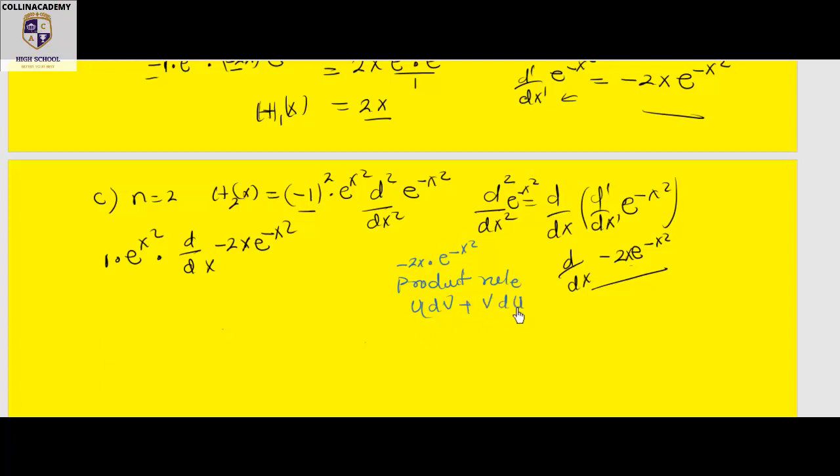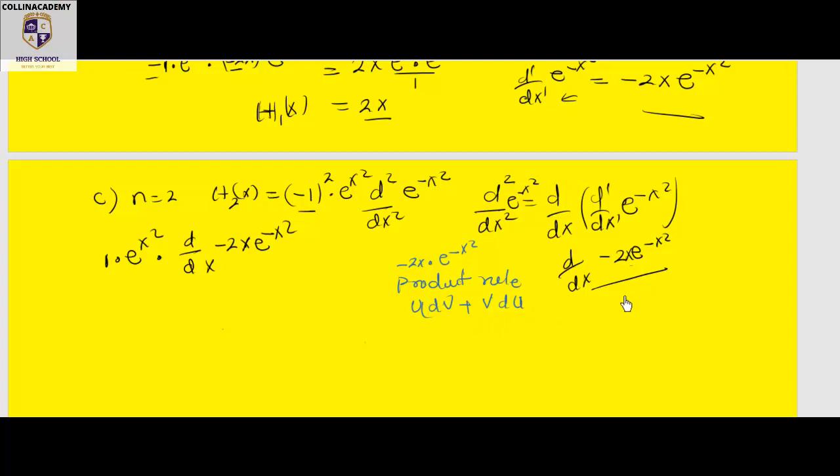Okay, so we continue. (-1) squared gives us 1, times e^(x squared) times the whole of this. We find the derivative of d/dx of -2x e^(-x squared). Let me use a different color here. As you can see, we have -2x multiplied by e^(-x squared), so we use the product rule: u dv plus v du.